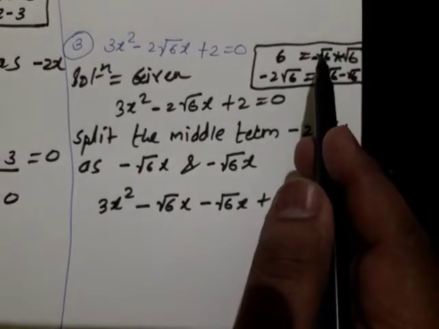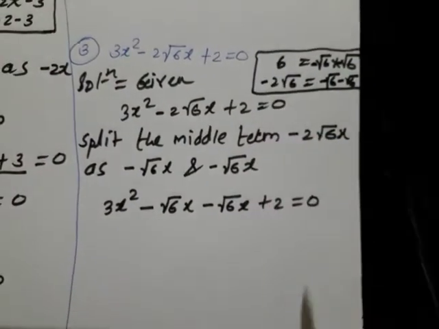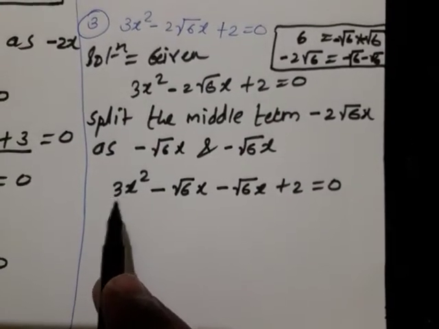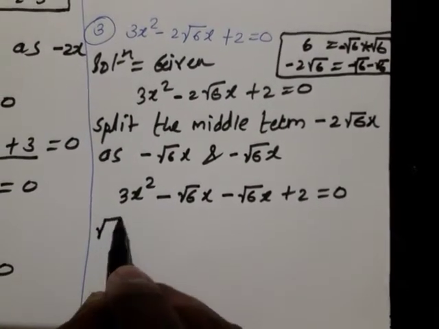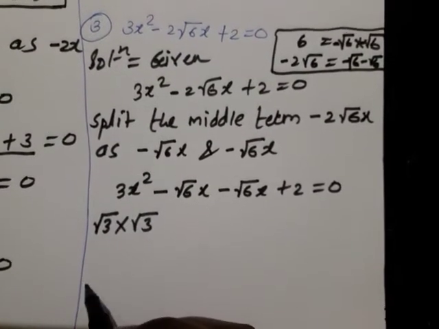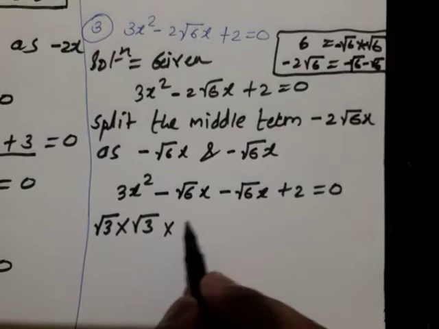Look here. Root 6 into root 6, we got 6. Like that. When we want to get 3, that time we have to write like that: root 3 into root 3. 3 into x square means what?